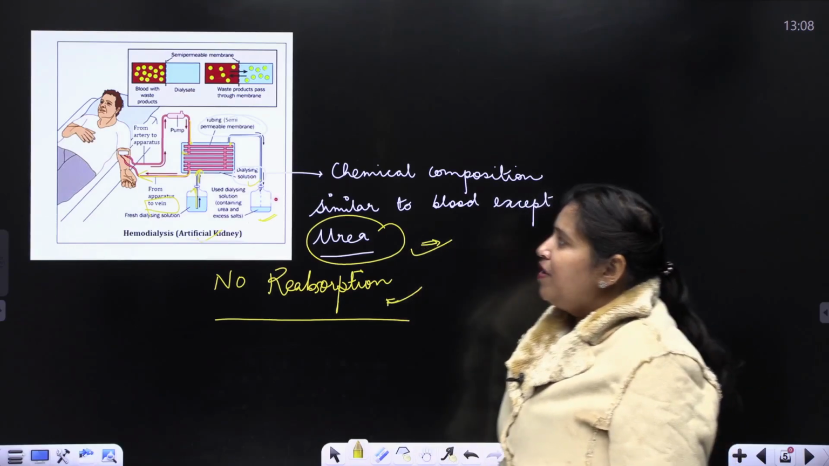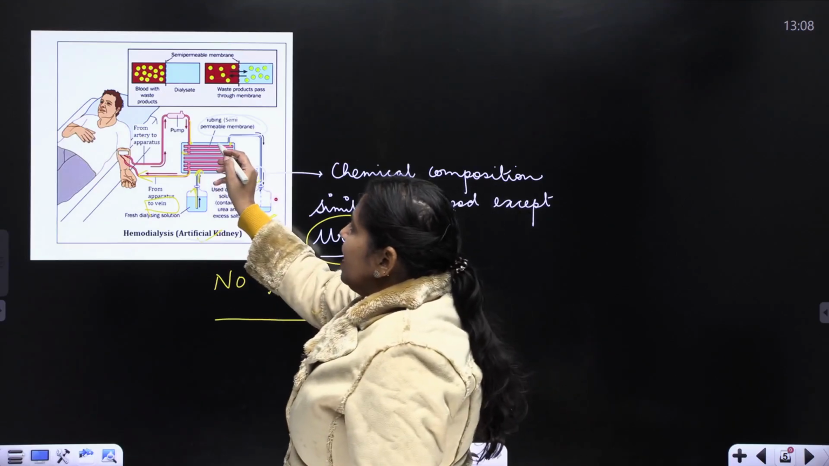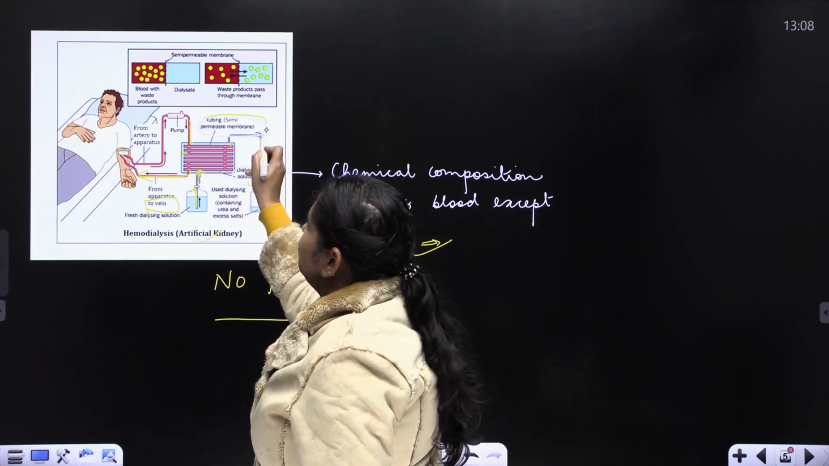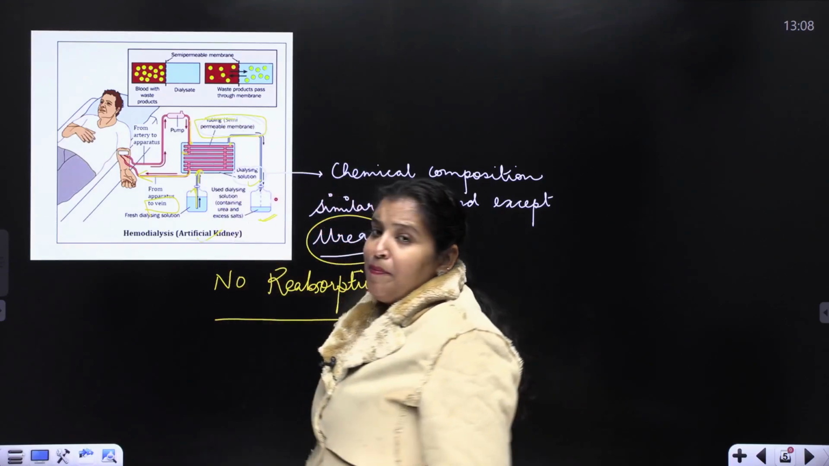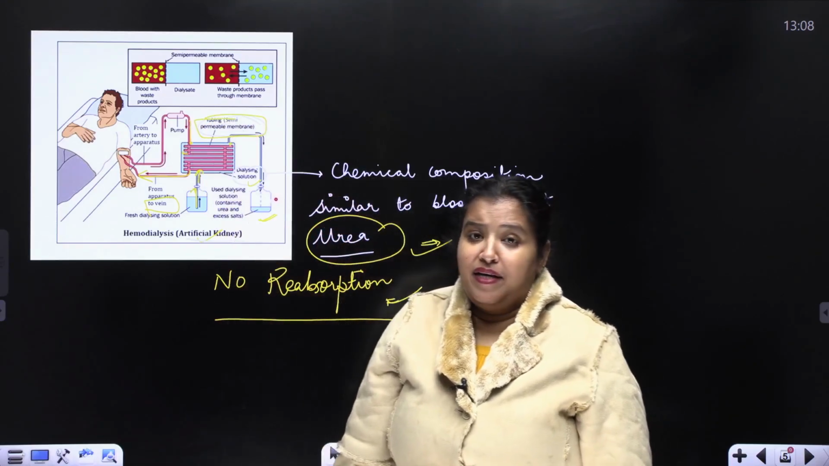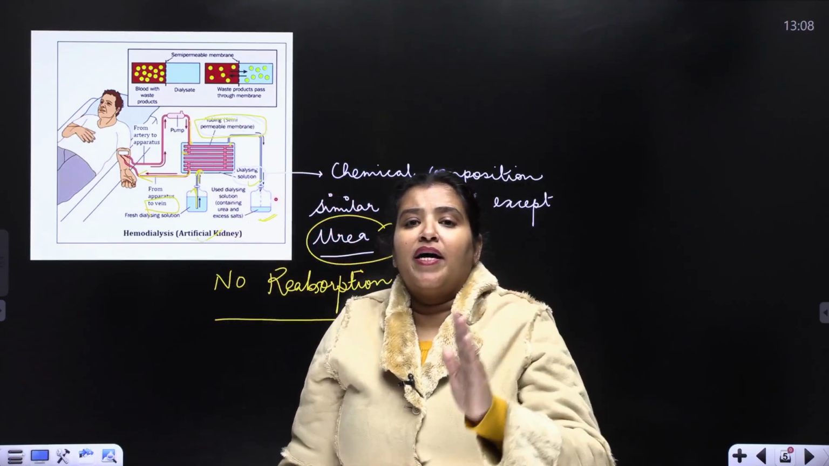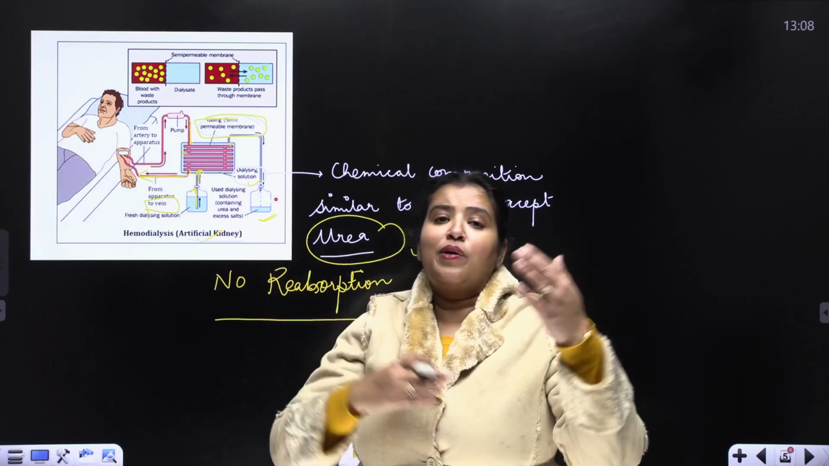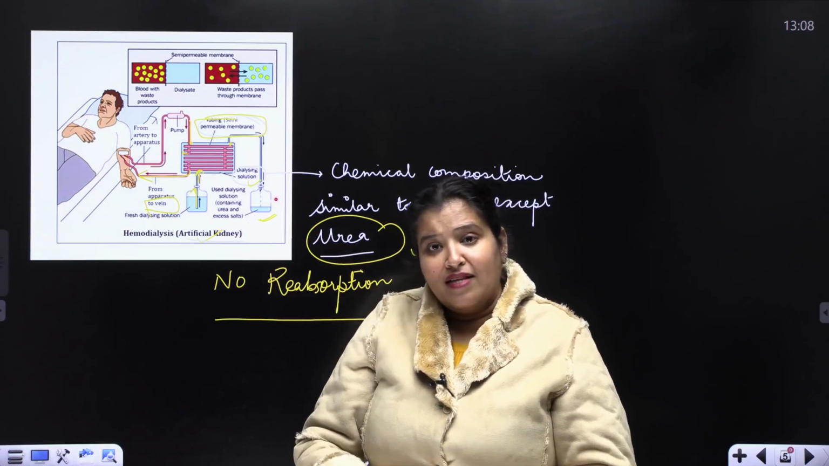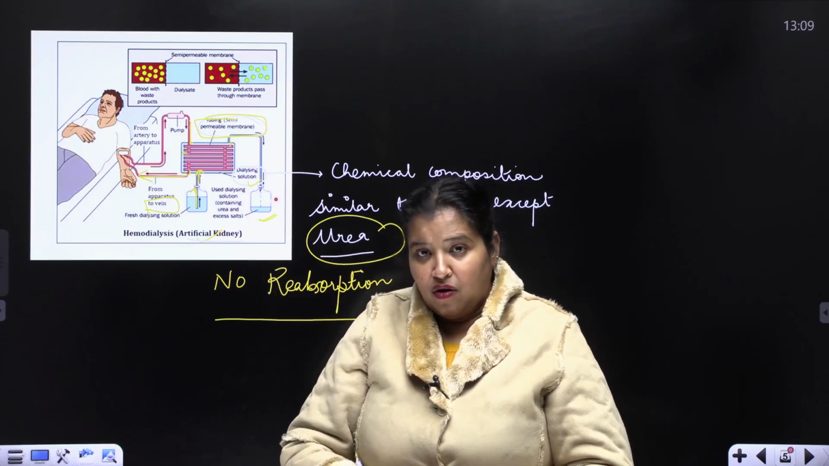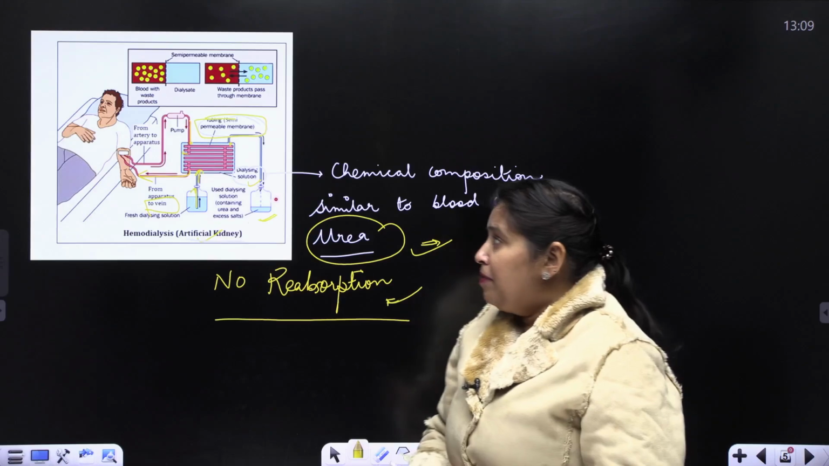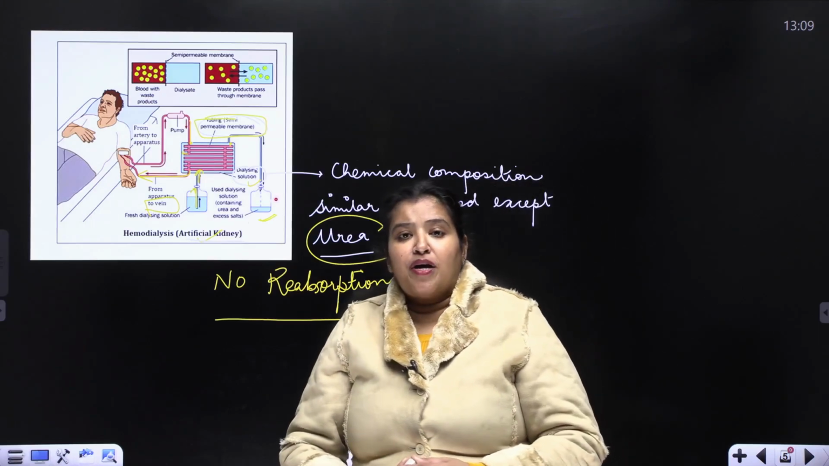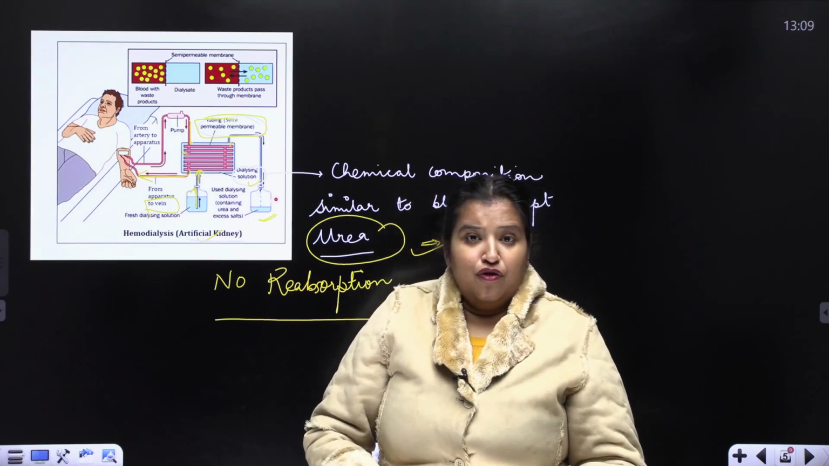And yes, one more very important thing. In the dialyzing chamber, the dialysis tubes have a semi-permeable membrane. Please keep this in mind. The semi-permeable membrane will only help in the movement of substances across it. These semi-permeable membranes in the dialyzing chamber are usually made of cellophane.